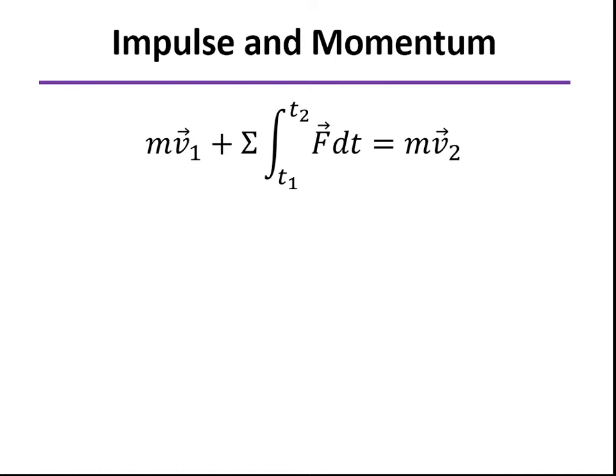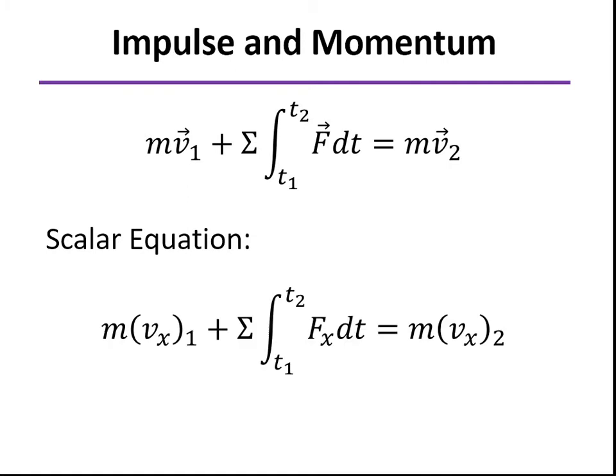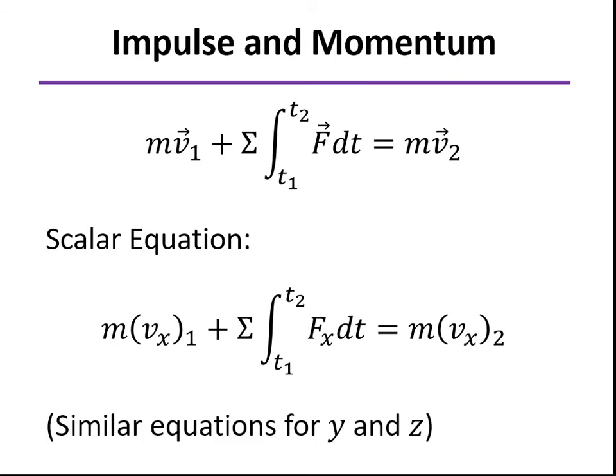Now, like the equations of motion, we have the vector equation, sum of the forces equals mass times acceleration. We broke that down into scalar equations depending on what components we were looking at. A lot of the problems we're going to be looking at, at least initially, are going to be one-dimensional problems. So in the x direction, for example, the mass times the velocity in the x direction, in other words, the momentum in the x direction, plus the summation of the forces integrated over time, but only the forces in the x direction, will give the final momentum. And again, we can have similar equations for y and z if need be.